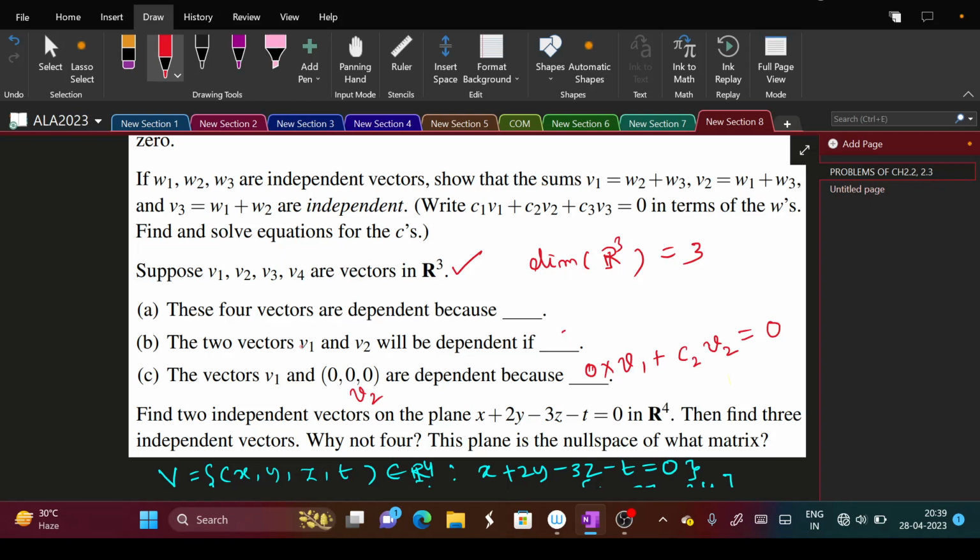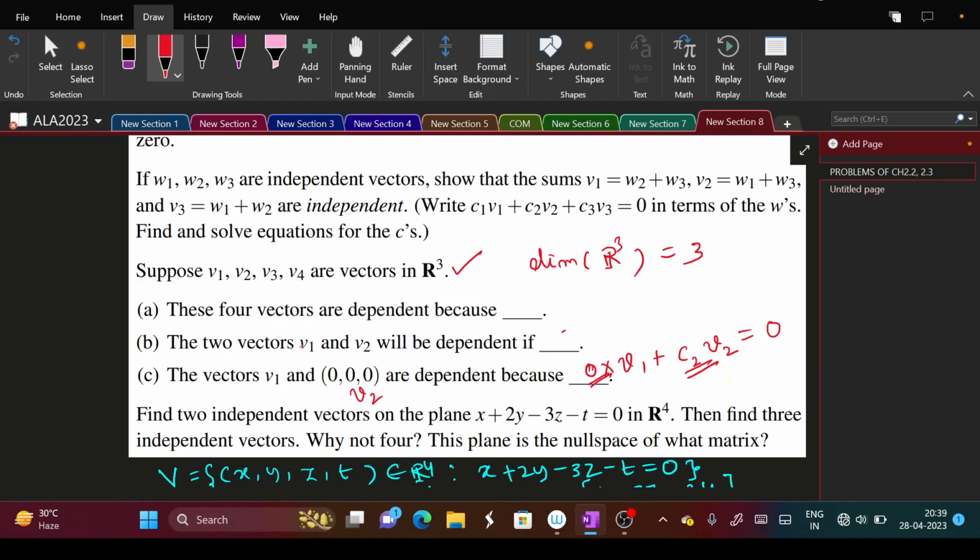So I got a non-trivial combination, here it is 0 but this is non-zero. So I got a non-trivial linear combination of v1 and the origin which gives me the 0 vector. Hence v1 and the origin are linearly dependent. Any vector with the origin is always linearly dependent.